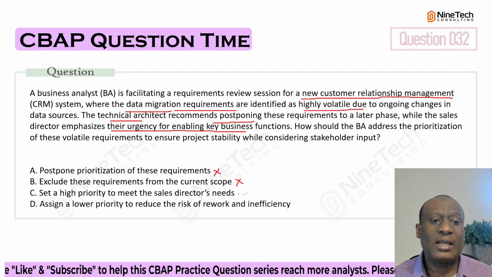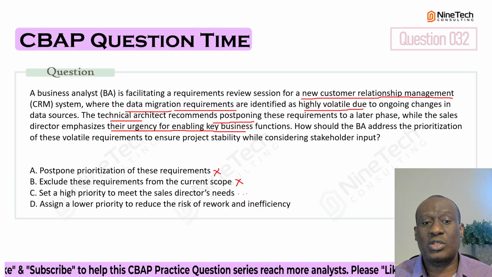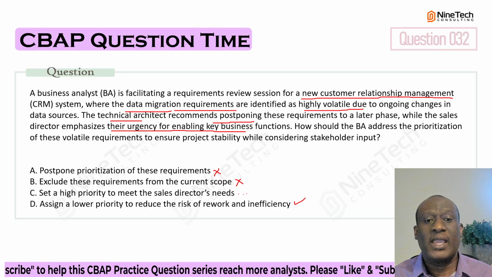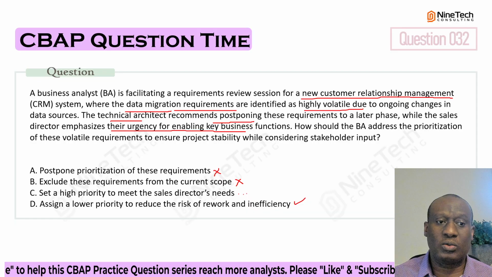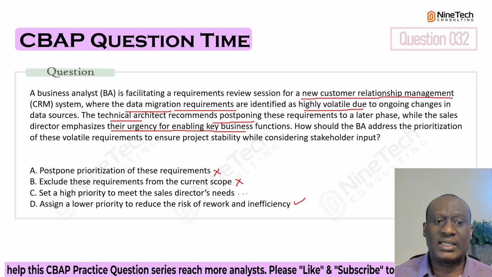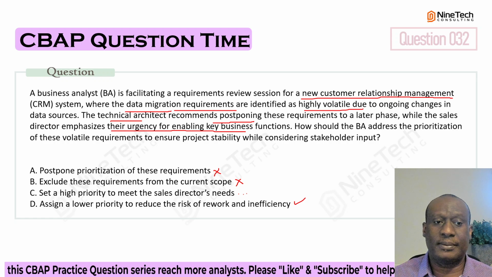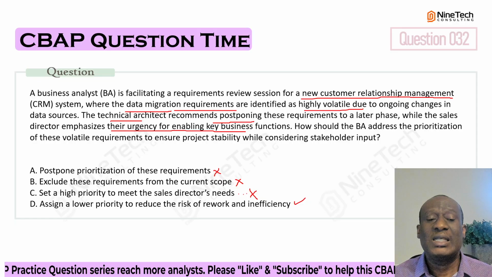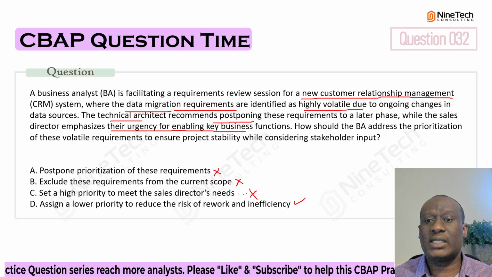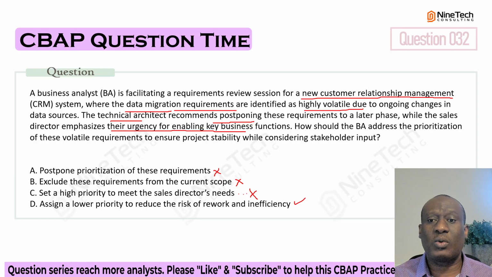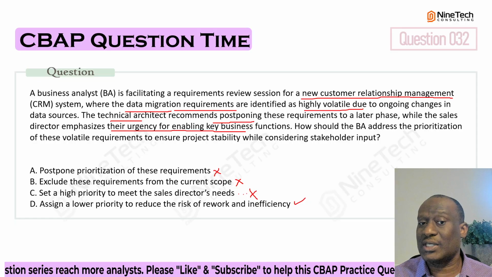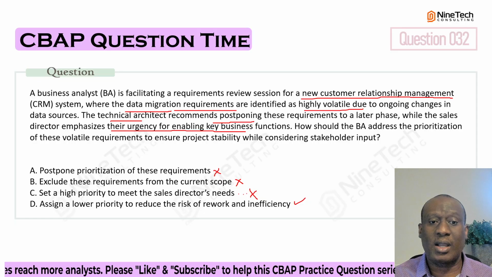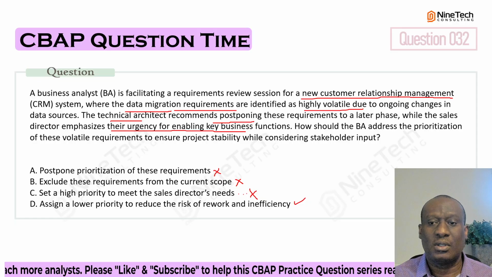Assign a lower priority to reduce the risk of rework and inefficiency. I will go with this. If option D was not there, I would have gone with C. But because it is there, I will go with D. And the reason why I will go with D is that the BABOK, that's Business Analysis Body of Knowledge, does advise us that if we ever have unstable requirements, they should be given a lower priority to minimize rework and wasted effort.